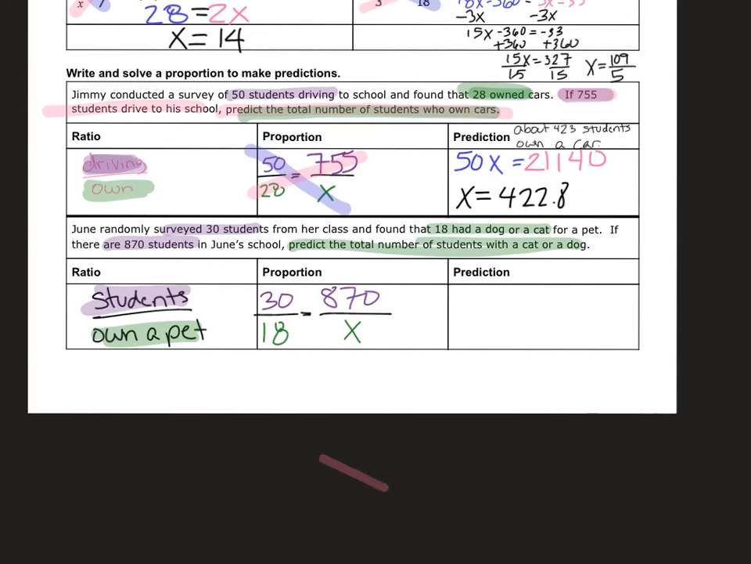So here we're going to do that 30 times x, which will give us the 30x. And then we're also going to do the 18 times 870. It's going to be a big number. That's okay. We can work with these larger numbers. And we get 15,660. And then we go ahead and divide each side. And this one comes out to a nice whole number of 522. And so we can go ahead and say about 522 students own a cat or dog. And we always want to use about because these are predictions. All right, I hope you guys had fun with this.